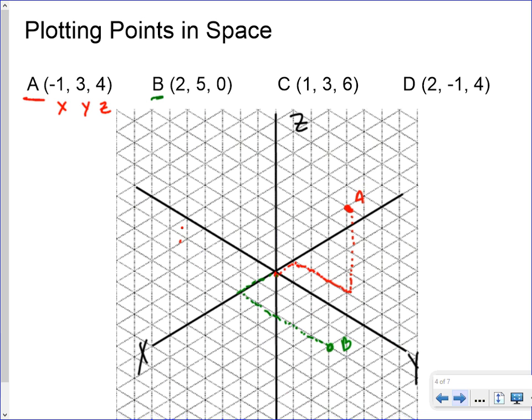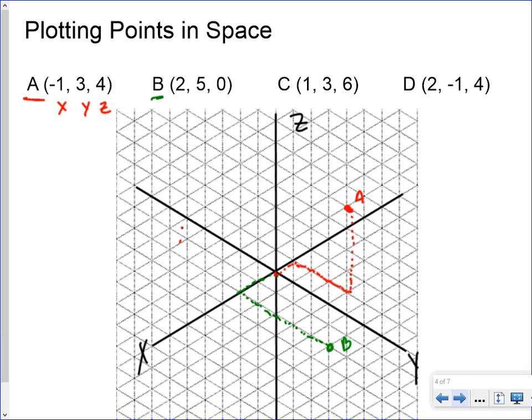If one of your coordinates is 0, then you won't be in an octant. You'll be on a plane. Which plane are you on? XY plane. Because you only moved X and Y, you didn't move up or down Z.